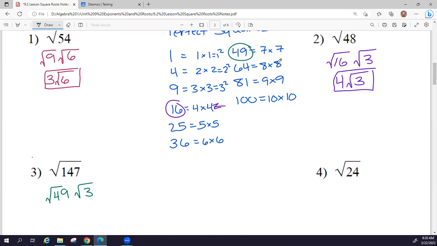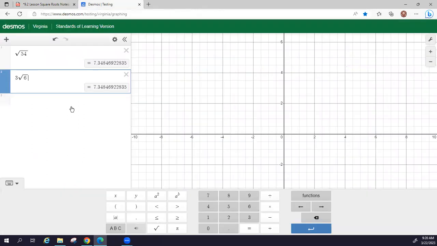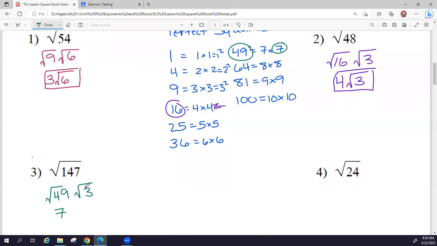When we have a perfect square, we can actually square root that number. It's the number we multiply by itself to get 49. That is 7. The square root of 49 is 7. And you can always check that on Desmos. You can always check in your calculator these perfect squares. And you can see the answer doesn't have a square root anymore. Square root of 3 is a decimal, so we leave it alone like we have in the previous problem. And that is our simplified version.